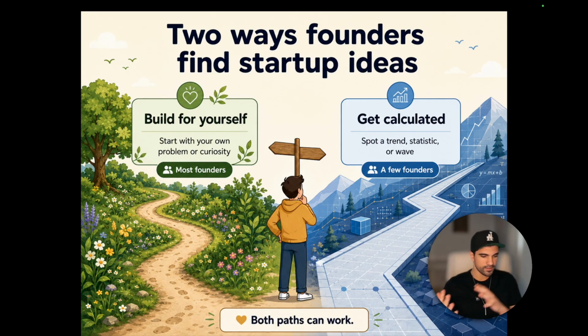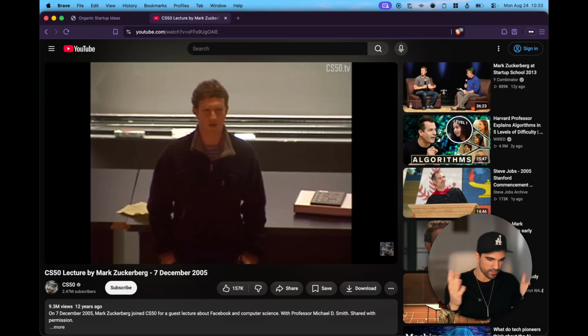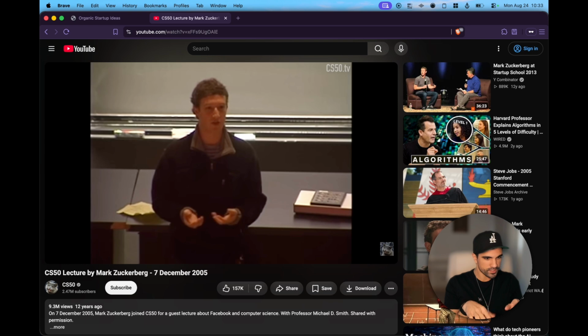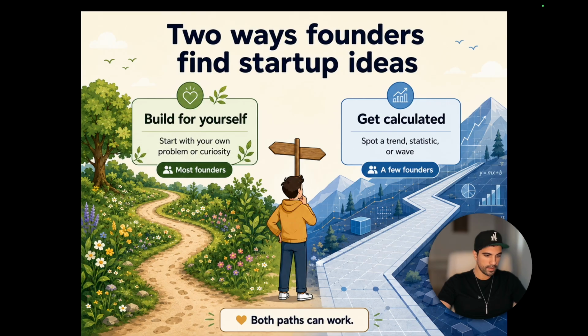And you compare that to the majority of founders. Like earlier in this lecture, someone asked Zuckerberg, where did he get the idea for Facebook? And he says that he just wanted to make something where people could type in a person's name and get information about them. And in his words, he just thought that would be cool. And again, both of these paths work. There's examples on both sides. So let's just briefly look at each.